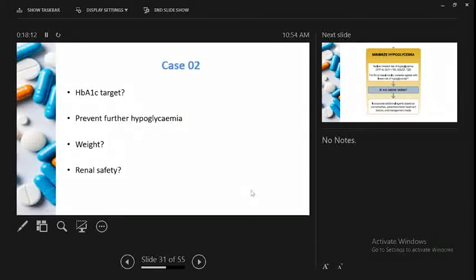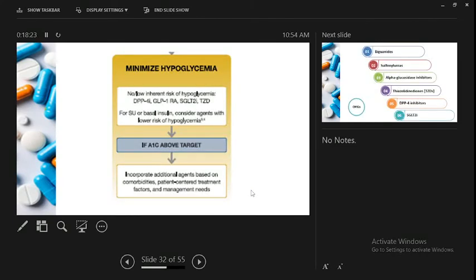So the questions in this patient are: what is the HbA1c target you are aiming at? How are you going to prevent further hypoglycemia? Are you worried about the weight in this patient? And what about the renal functions and renal safety?